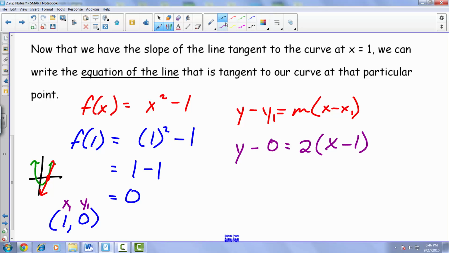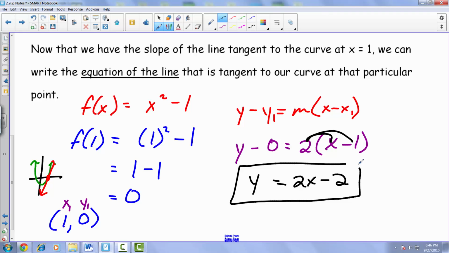And now we're just trying to solve for y. So y minus 0 is still just going to be y, is equal to, on the right side we can distribute, giving us 2x minus 2. And we can even kind of see that from our graph. We can see that it would have this line, y is equal to 2x minus 2. In other words, that y-intercept would be about negative 2. So again, here is our equation of the line that is tangent to this target point of (1, 0) of this particular function, y is equal to x squared minus 1. But again, that is example 1 continued from our 2.2 number 2 set of notes.